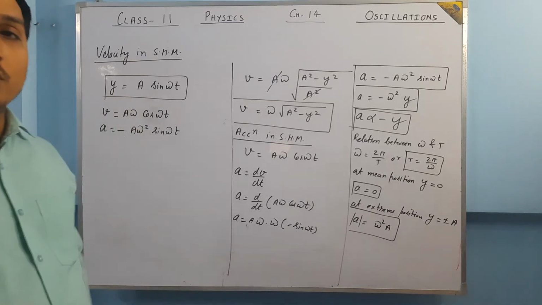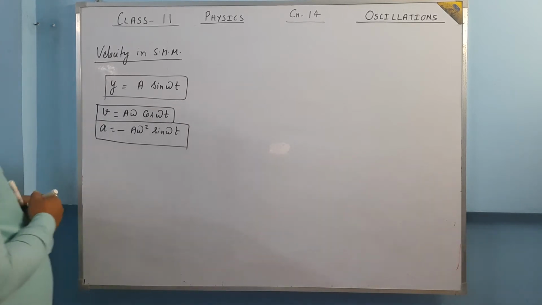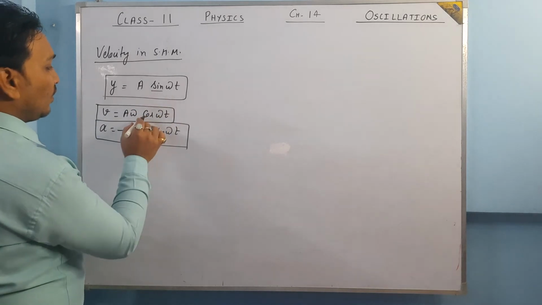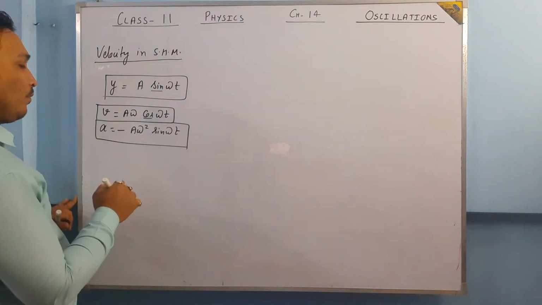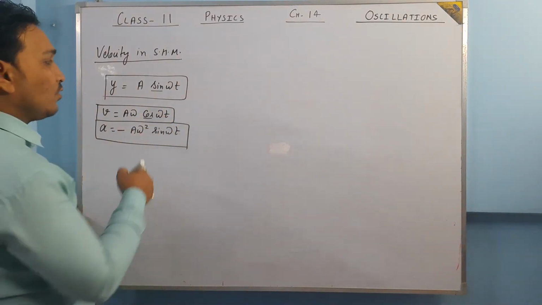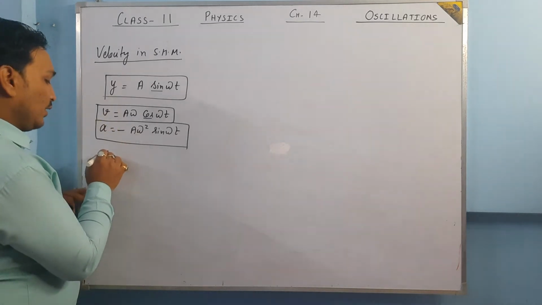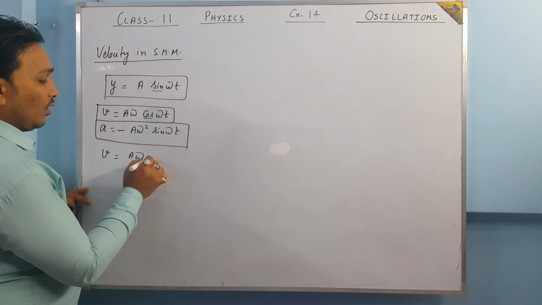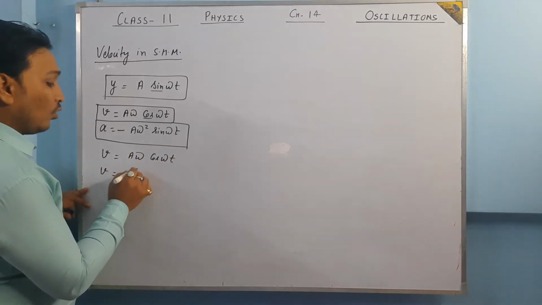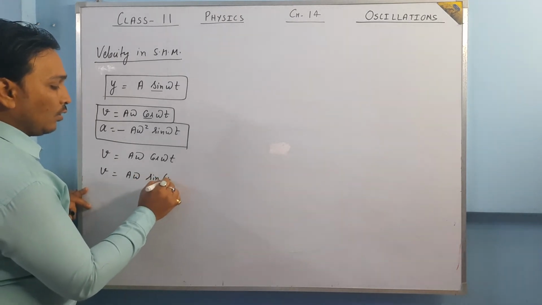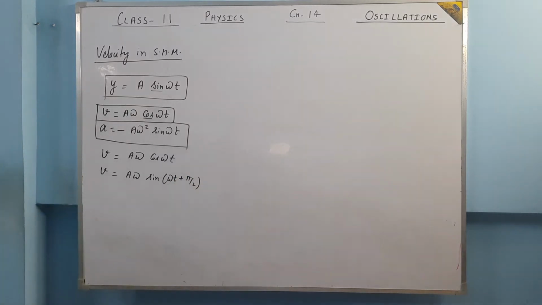Okay, so let me remove all this. Now if we have to discuss the phase relationship, we must ensure that if this is in sine, velocity should also be in sine, and the omega t should be the same, so that when we calculate the phase difference, omega t is cancelled out. I'm doing it, then afterwards I'll explain. So v is given by a omega cos omega t. Cos omega t can be written as sine of omega t plus pi by 2, right?